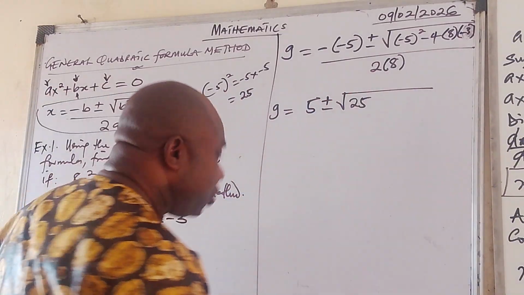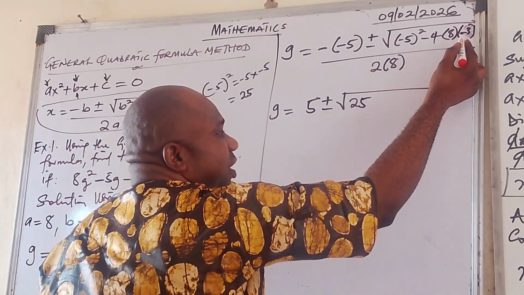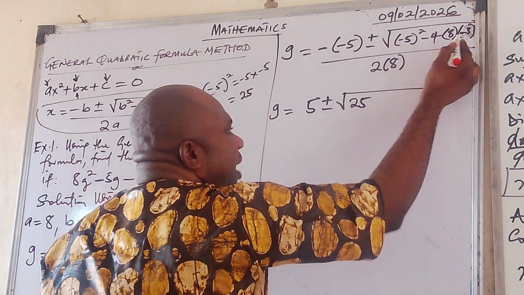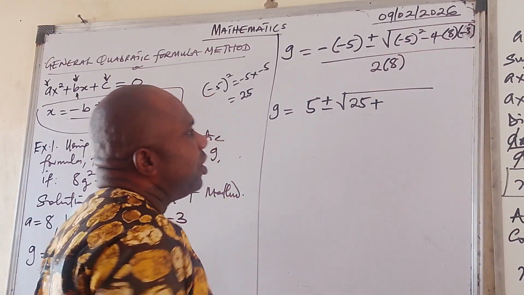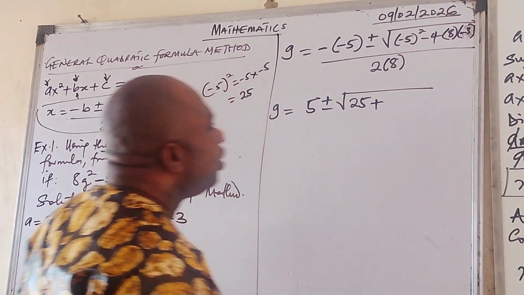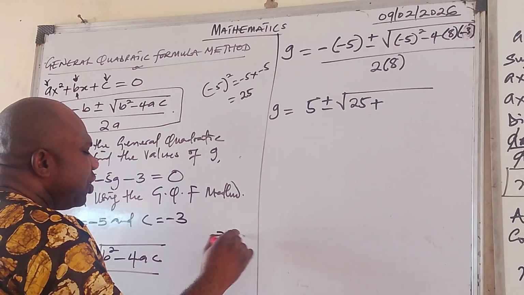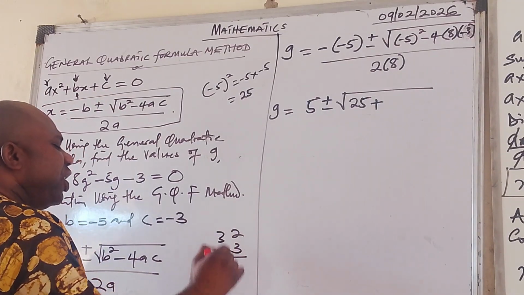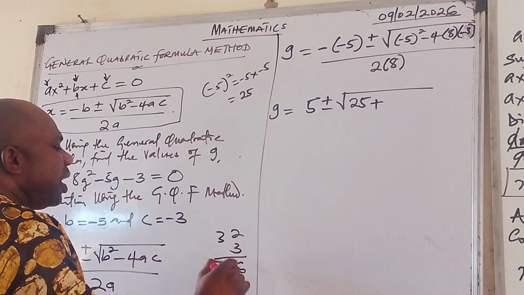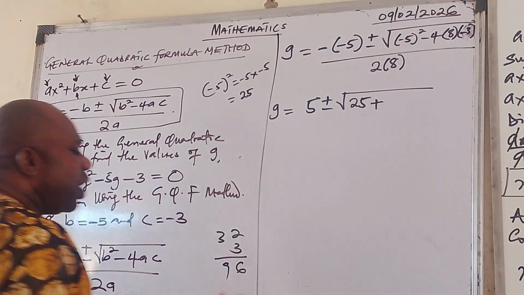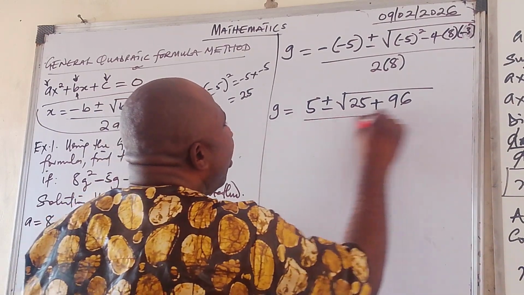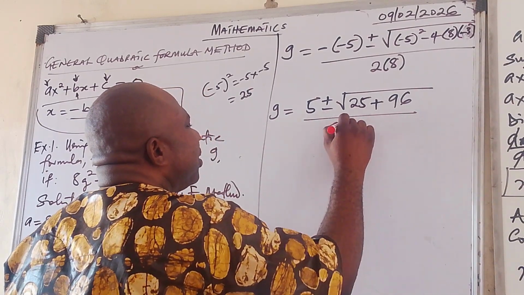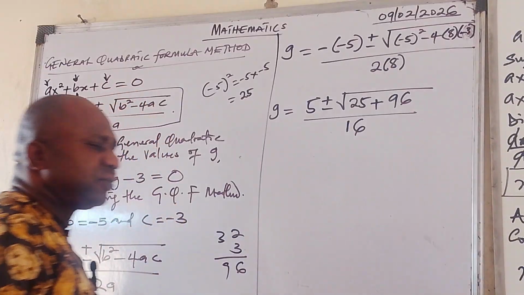Now, if you look at this very closely, you see minus here and there's another minus inside. So minus minus is plus. So here we have 4 times 8 times 3. 4 times 8 is 32, and we have 32 times 3. 3 times 2 is 6, and 3 times 3 is 9. So that will give us 96. Now, all over 2 times 8. 2 times 8 is 16.